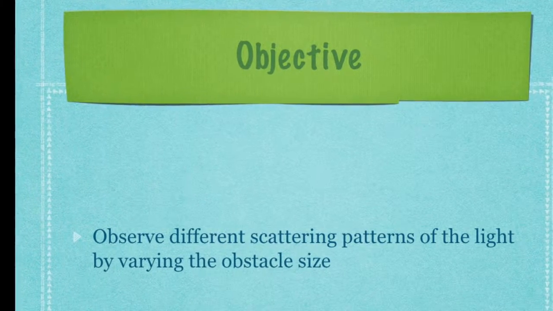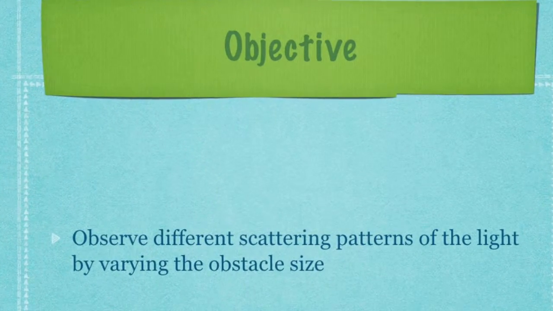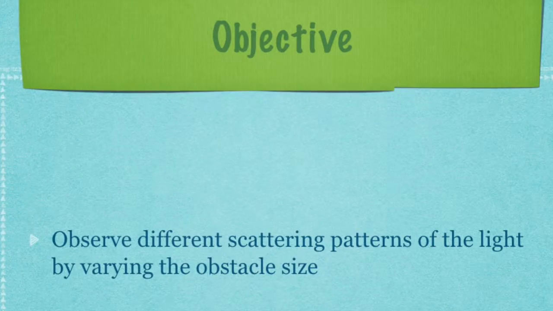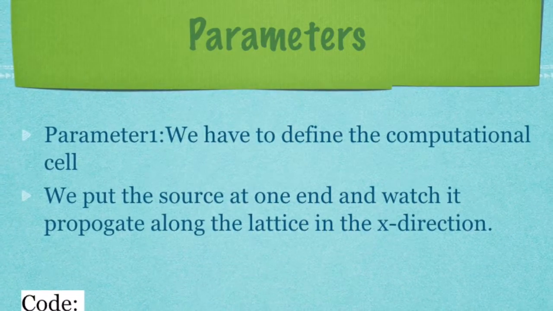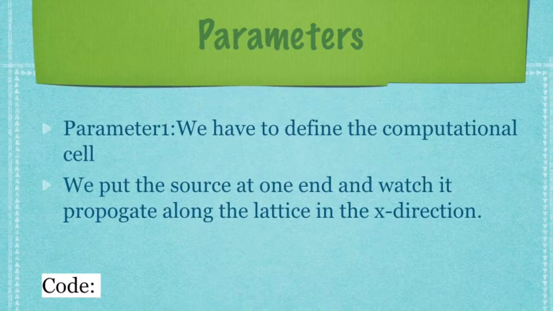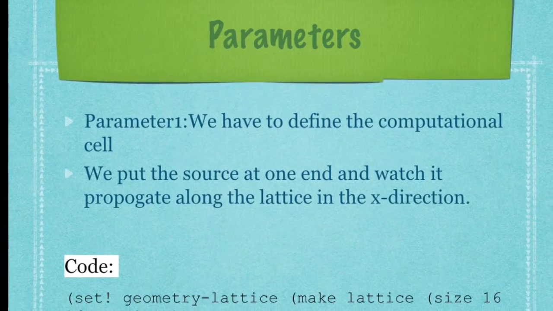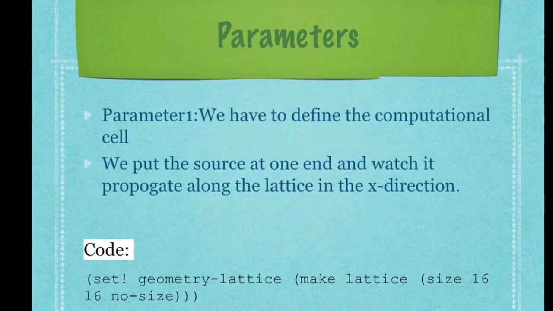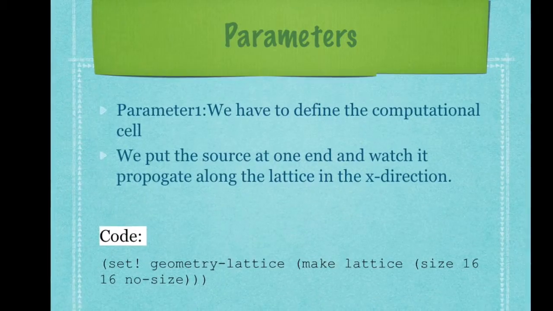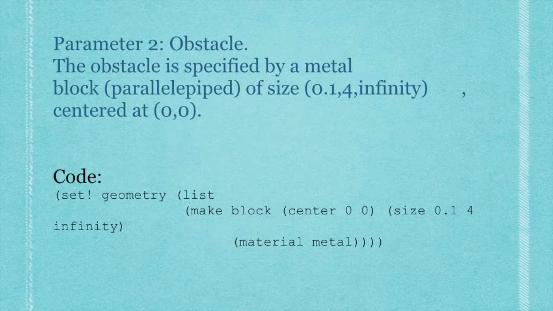Our objective is to observe different scattering patterns of light by varying the obstacle size. The parameters used in the computational method are, first, the computational cell. We are going to put a source at one end of the lattice and watch it propagate down the lattice in the x direction.